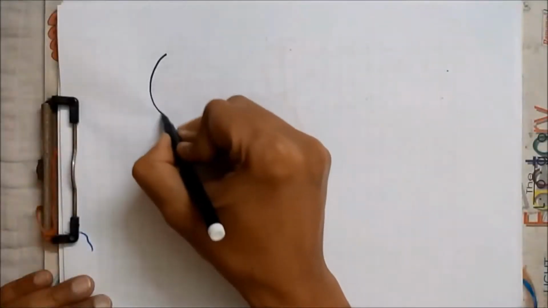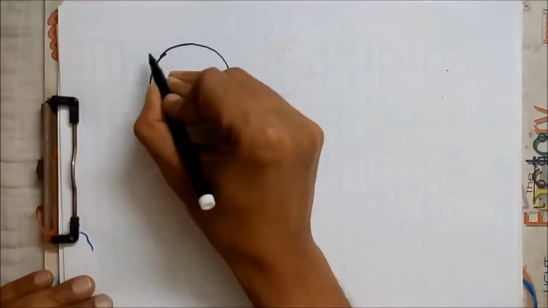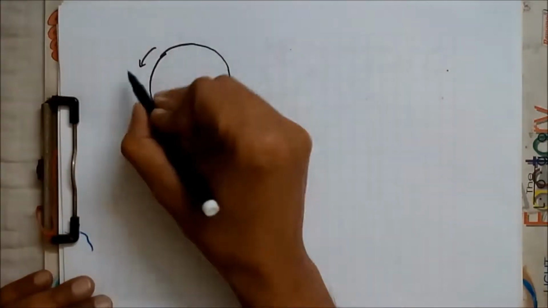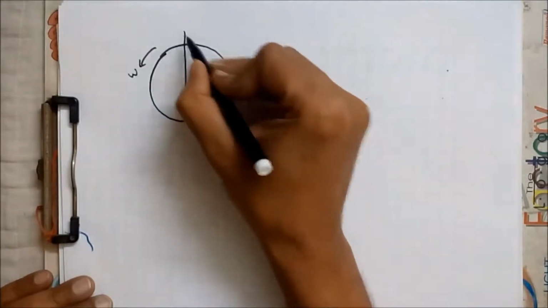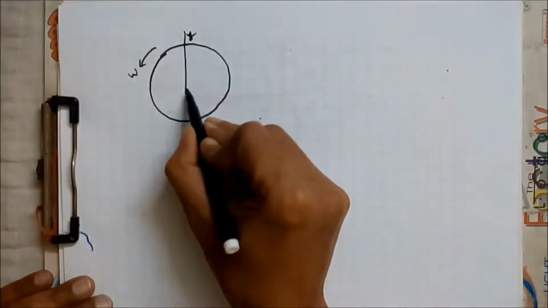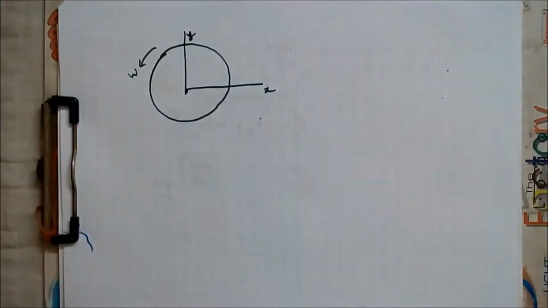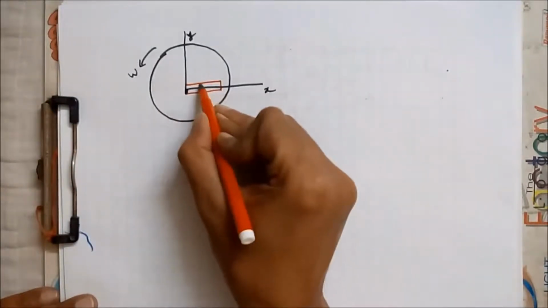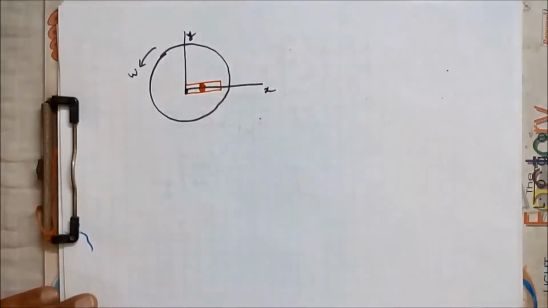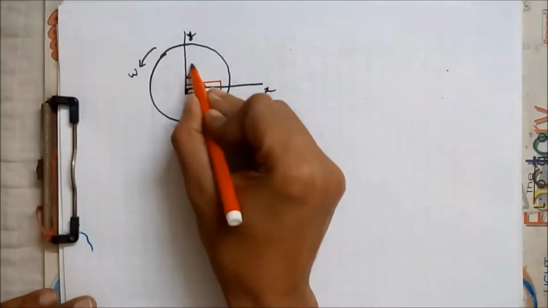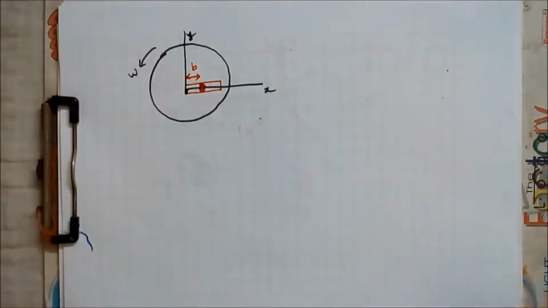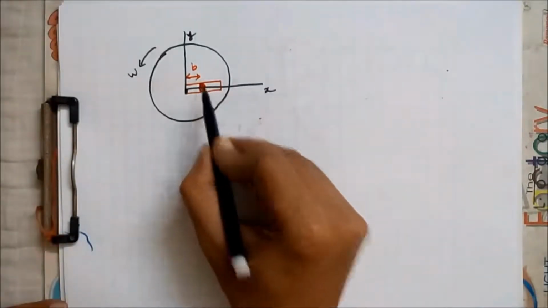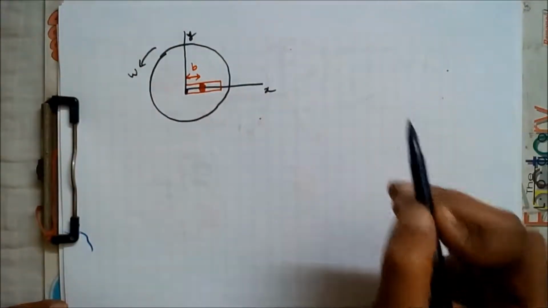Suppose we are given a horizontal disk which is rotating with angular velocity omega, and this is my y-axis, this is my x-axis, and we are given a groove on which a particle is lightly placed at a distance b from the y-axis, and they are asking us to find the position of this particle as a function of time.